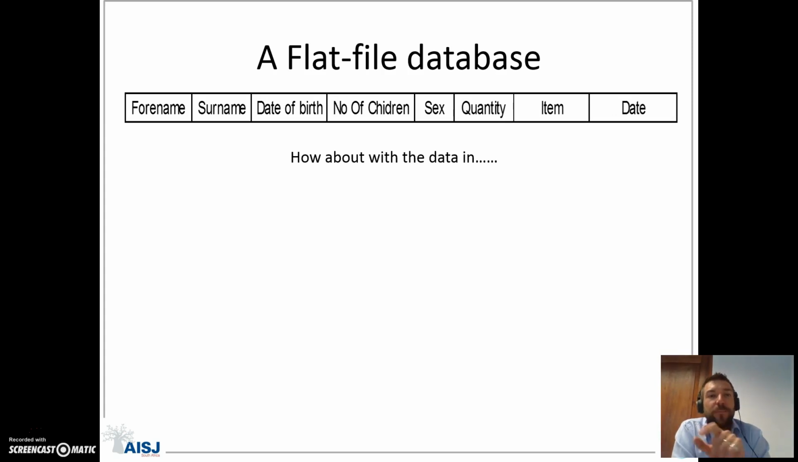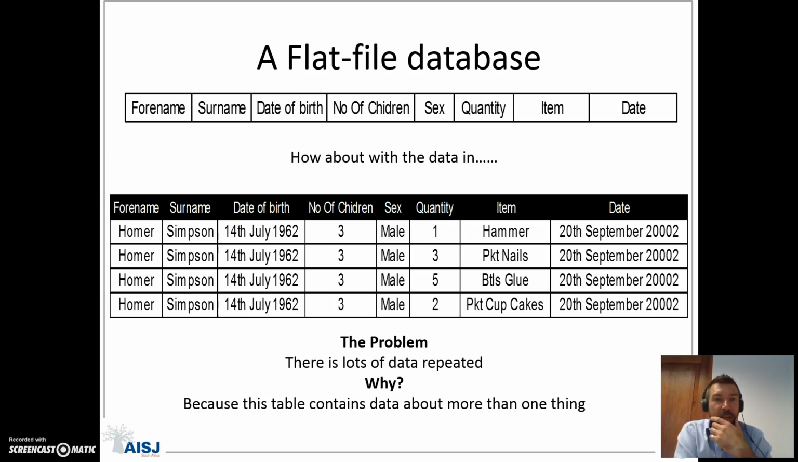So there it is. We've got forename, surname, date of birth, number of children, his gender, the quantity of items that he bought, the actual item, and the date that he bought it. So now let's look at that with some data in it. Okay.